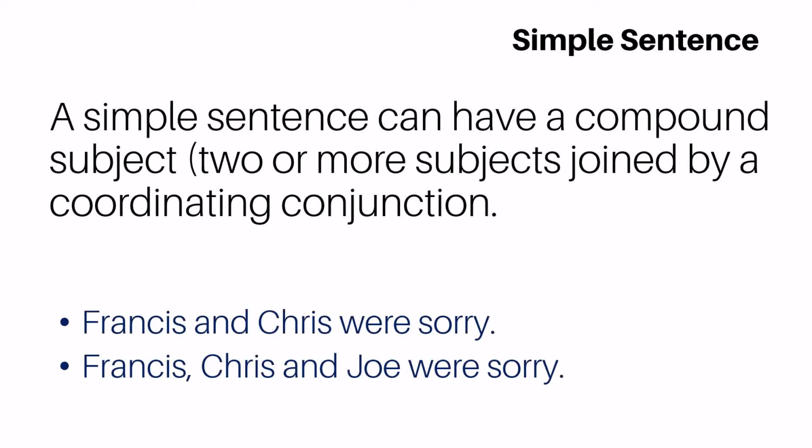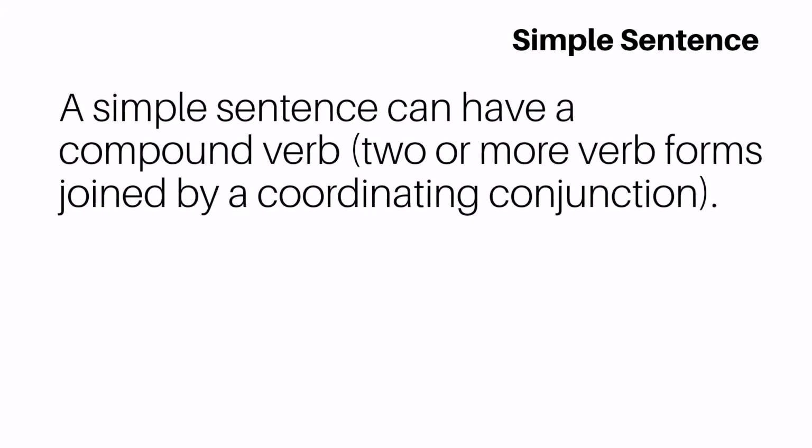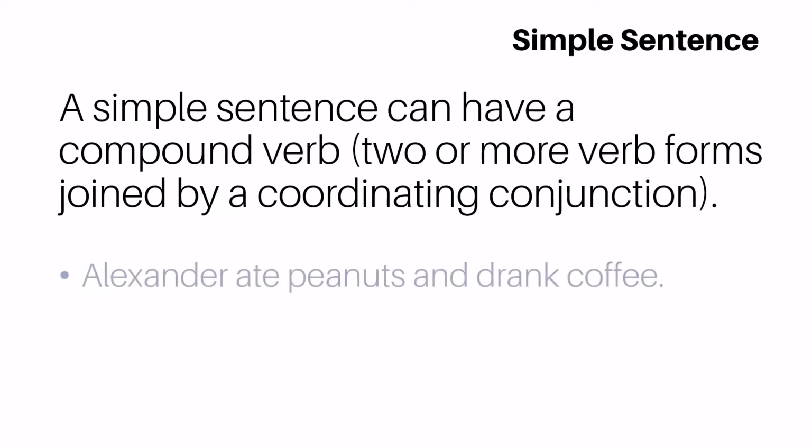A simple sentence can have a compound verb, 2 or more verb forms joined by a coordinating conjunction. For example, Alexander ate peanuts and drank coffee. Here, ate peanuts and drank coffee, 2 verbs are there. It means 2 or more verbs have been used here. Still, we call it a simple sentence.